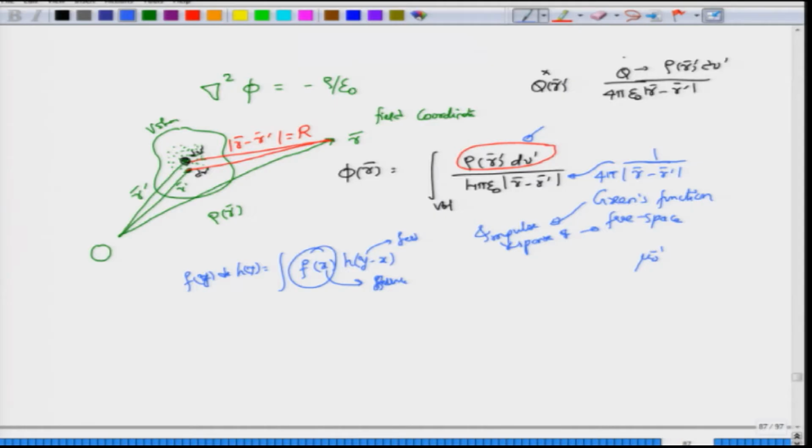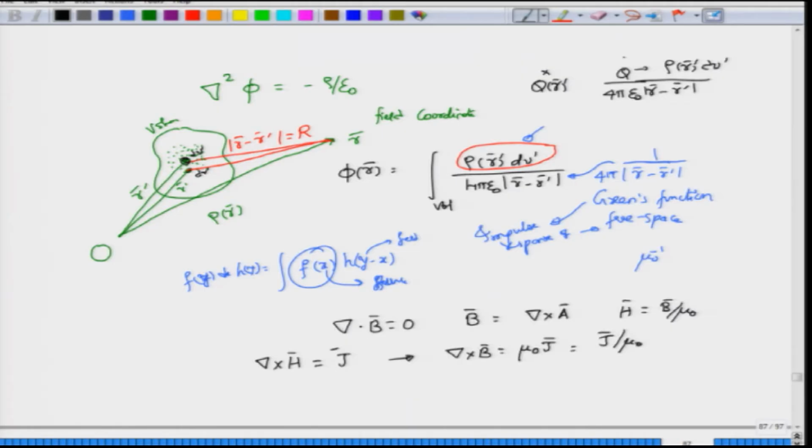Why are they important? Well, we had this other equation which said del dot B equals 0, and therefore we wrote B as del cross A. Now, I know that del cross H is equal to J, and I know that H is basically B divided by mu naught. So if I substitute for H, H is equal to B by mu naught, and I will have an equation which tells you del cross B is equal to mu naught times J, or you can write this as J by mu naught inverse.